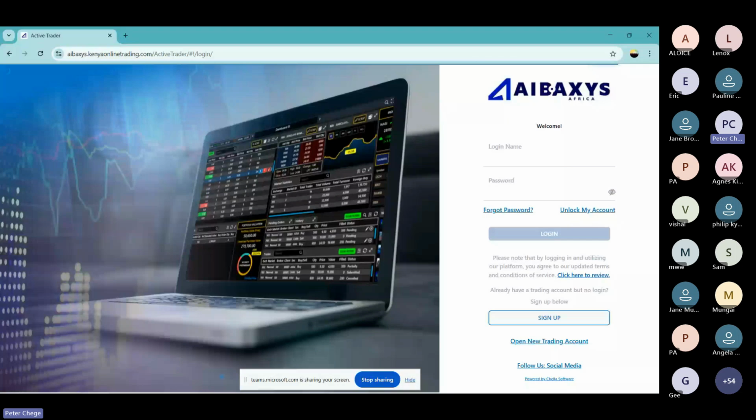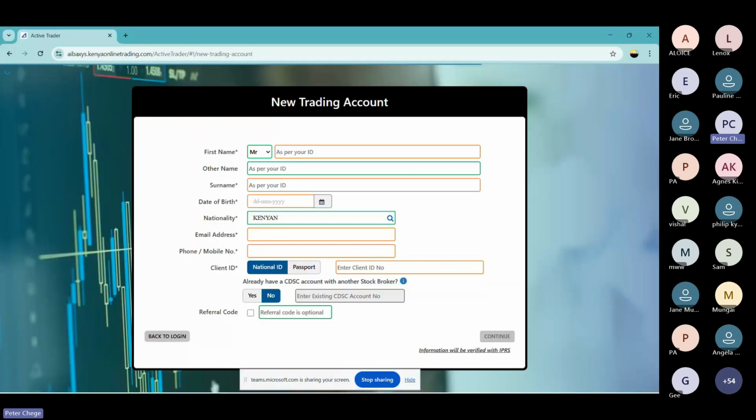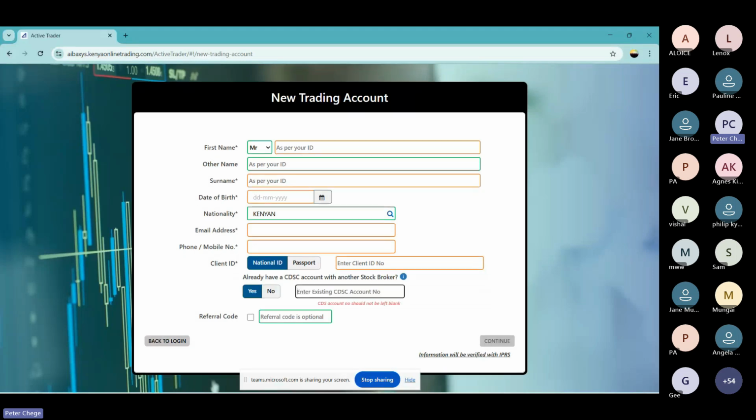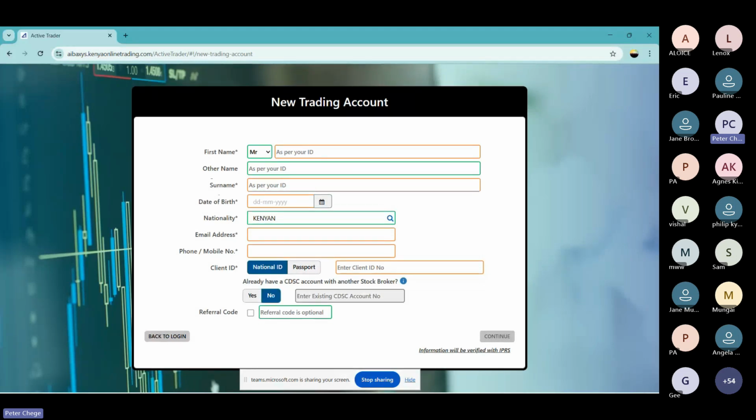For those who may want to open accounts, on the face of the online portal there is open new trading account. Fill in your details. If you have an account with another broker, always add it. Click yes, add that CDSE number. If you don't have, just leave it no. Referral code, unless somebody has referred you. Make sure all the details are correct.